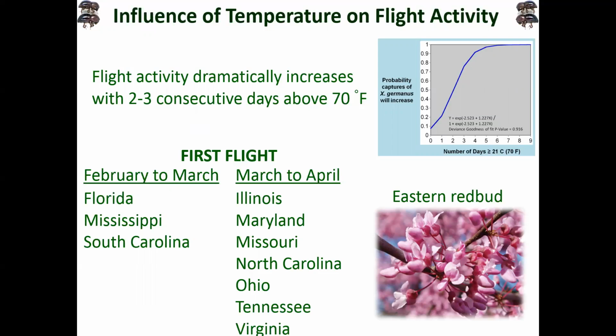In terms of first flight for Xylosandrus germanus and Xylosandrus crassiusculus, basically it's about February to March in the southern and southeastern United States, and March to April for parts of the Midwest and the Mid-Atlantic states. But those are really the first captures, and then at least in Ohio, in terms of peak flight, that generally would occur in April in the Mid-Atlantic states, and then May in the Midwest. Now, I wanted to mention that the flowering of eastern redbud does often coincide with a first initial flight of ambrosia beetles.